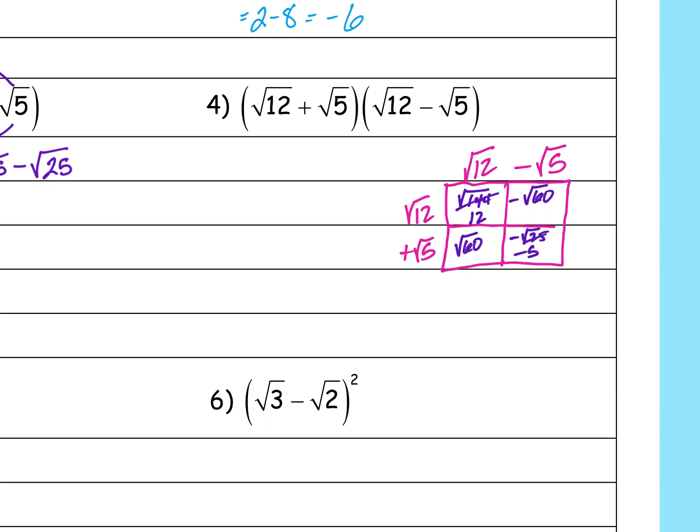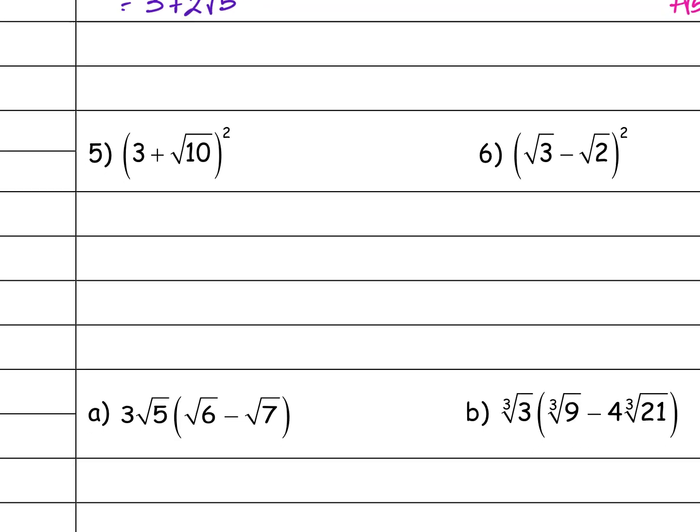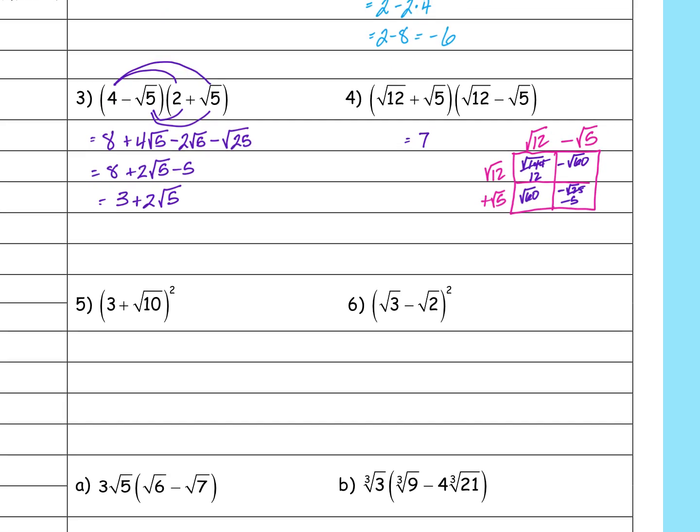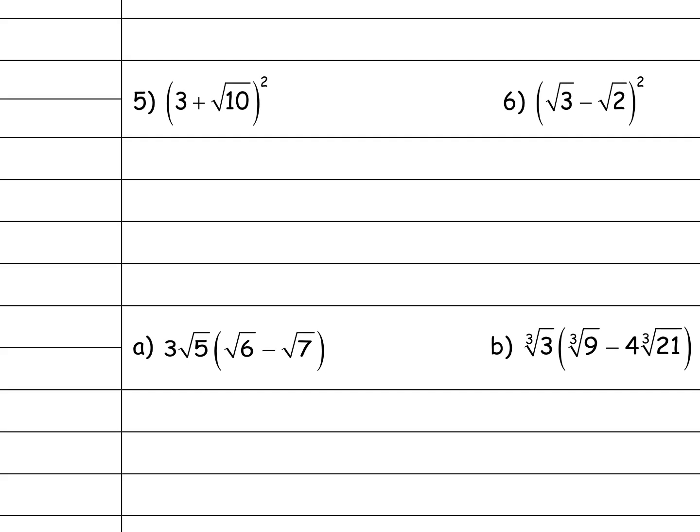Is that right? Yep. So my whole answer should be 7. 12 minus 5 is 7. And then square root of 60 minus square root of 60 is 0. So I got 7 out of that one. Okay, so I kind of like that one a little better because I can do all the work inside my little box before I combine my like terms. Just whichever way you like to do better. It doesn't matter. So I'm going to do number 5.